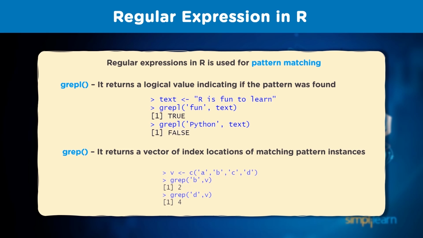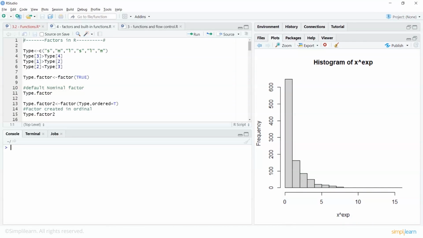Now there are also other ways in which R can be used for data manipulation. So let's learn about factors in R, how you work with factors and what they are for. When you say factors, we are talking about categorical variables. Categorical variables can take only a limited number of different values.